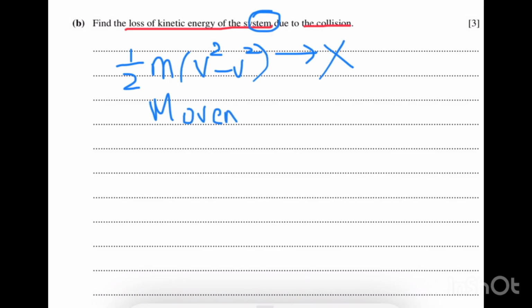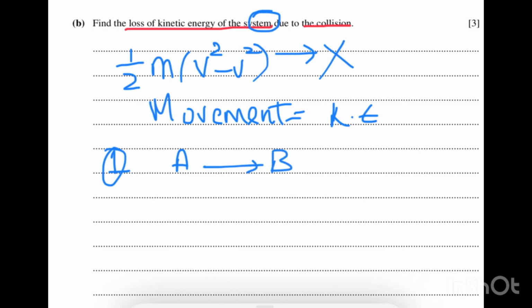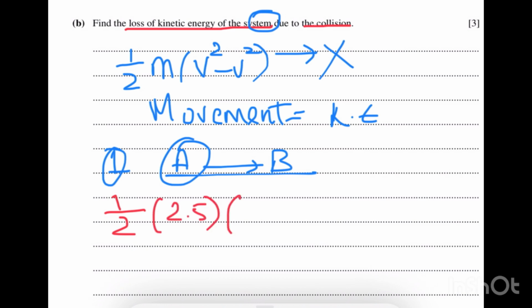Movement is always equal to energy, or more importantly kinetic energy. So first we knew that A was moving towards B on a smooth table and B was not moving at all. So B was at rest, meaning B did not have any initial kinetic energy. However, A did have energy since it was moving, meaning it would have had the energy of half times its mass, which was 2.5, and 6 squared, which was its initial speed. That means that the initial energy in the system was 45 joules.